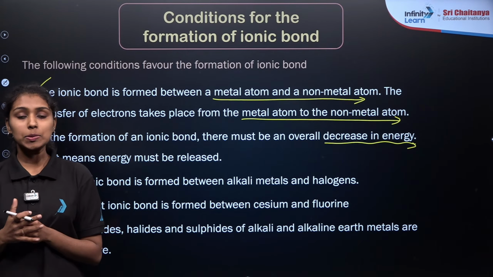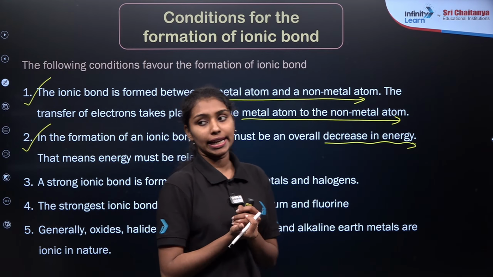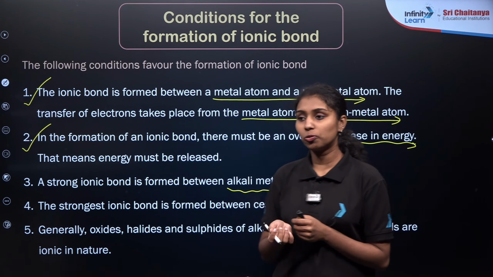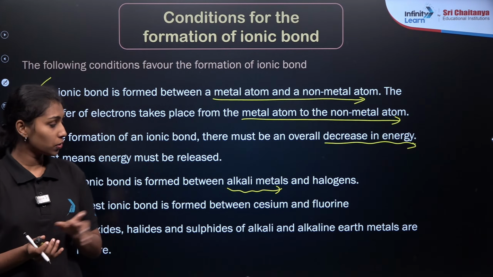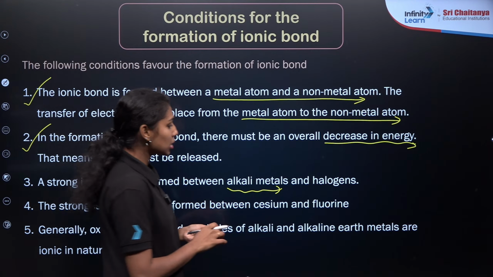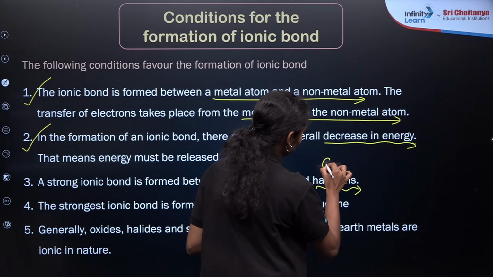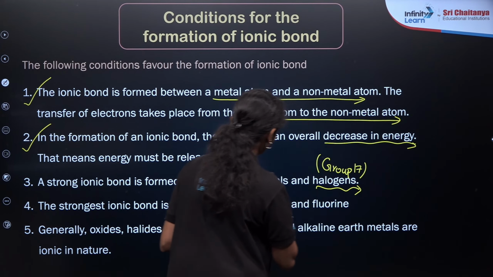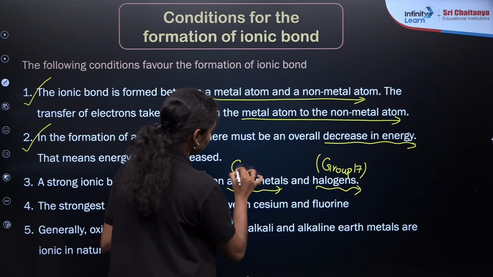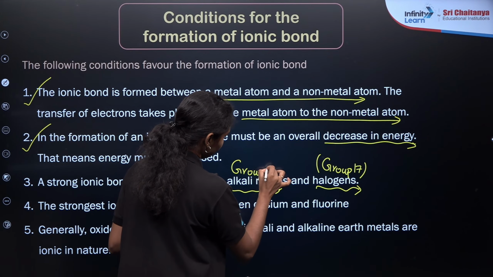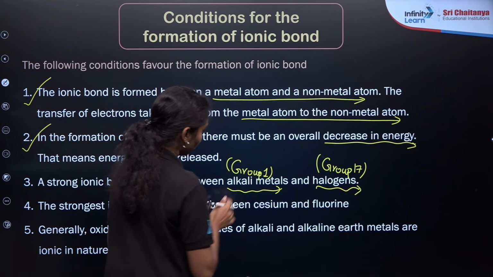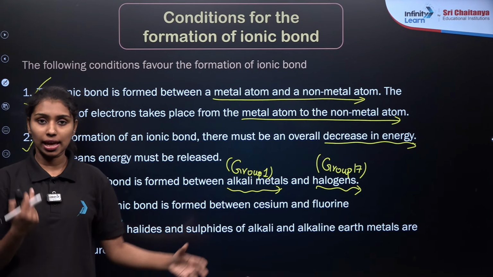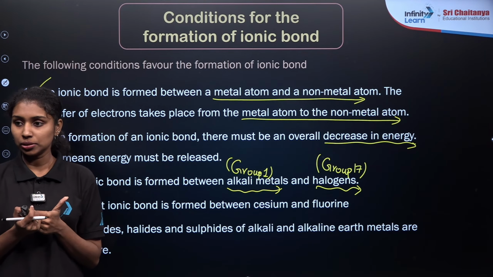Then, if you are talking in terms of the complete periodic table, we have already studied alkali metals and halogens, right? What do you mean by alkali metals? Group 1 elements. So group 1 elements are known as the alkali metals, and halogens are the group 17 elements. We have already studied the classification of elements and periodicity of properties in detail. So the strongest ionic bond is formed between alkali metals and halogens, right?